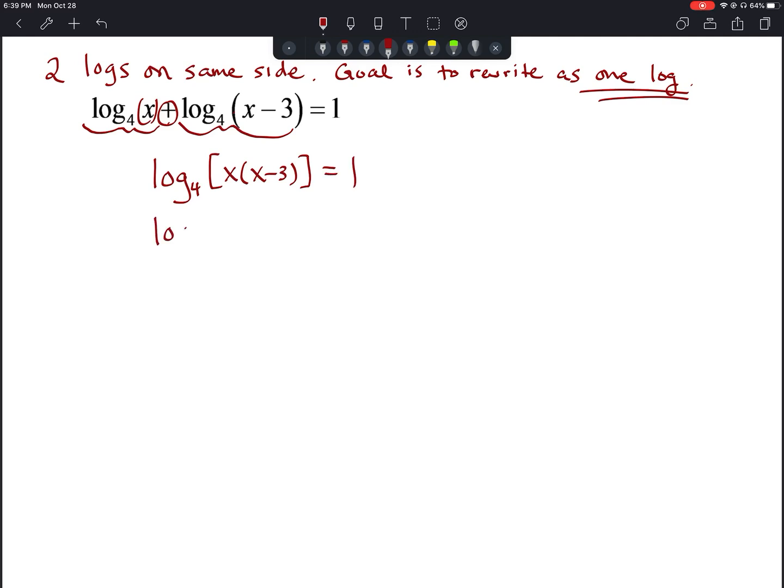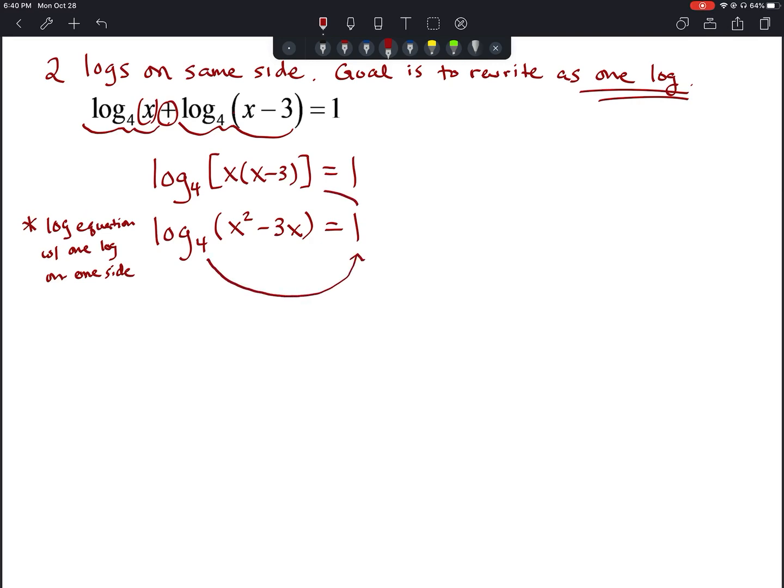Or if you want to, you could just distribute that x through and have x squared minus 3x equals 1. And now this becomes a log equation with 1 log on one side. So we're going to solve it just like we did on the previous slides. We're going to rewrite this in exponential form. There's your giant spiral, or your around the world. So we have 4 to the first power is going to equal x squared minus 3x.